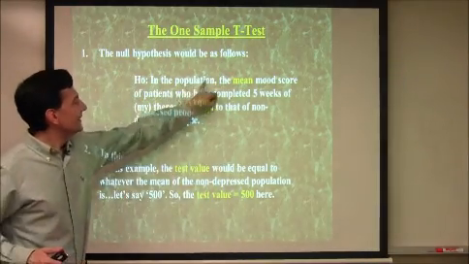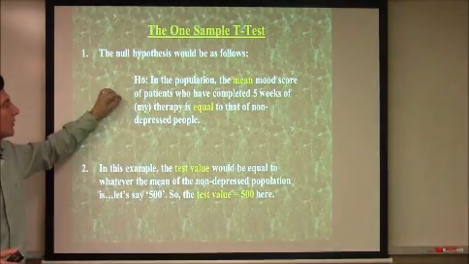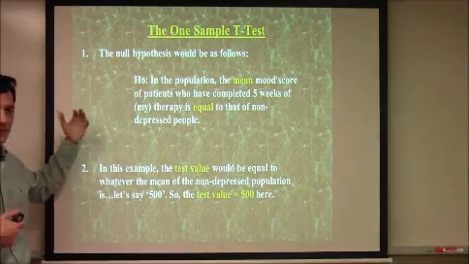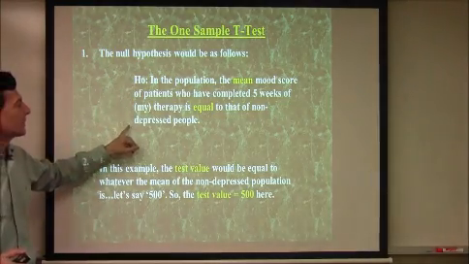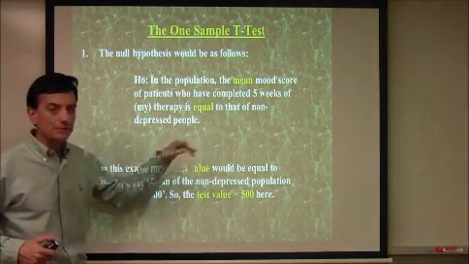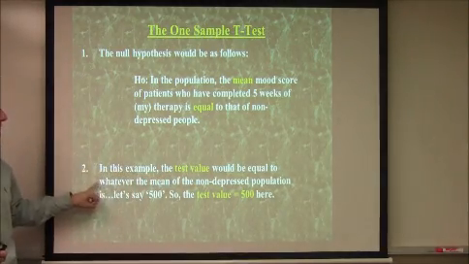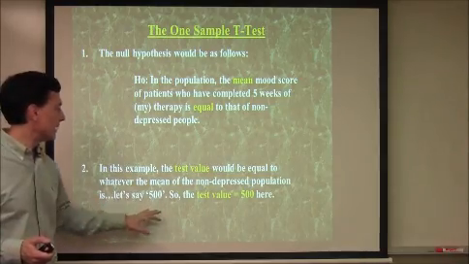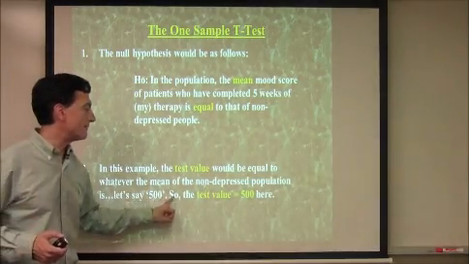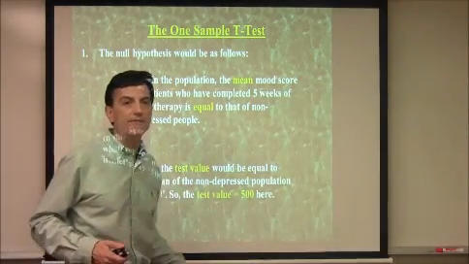So H0: in the population, the mean mood score of patients who have completed 5 weeks of my or your therapy is equal to that of non-depressed people. Okay? In this example, the test value would be equal to whatever the mean of the non-depressed population was, and we're saying, by way of example, that might be 500, so our test value here would be 500.